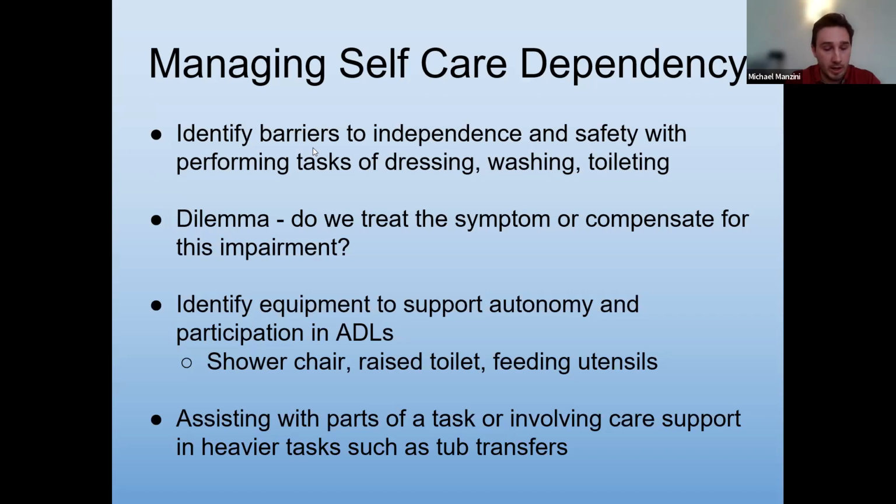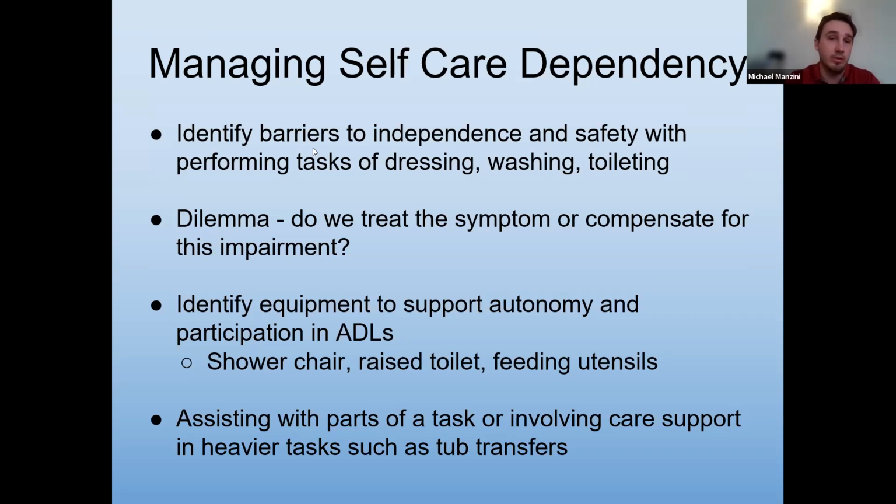We'll take a look at, again, their pain, their activity tolerance, how much of the task they can complete, shortness of breath, do they need to take rests, mechanical limitations in terms of their body mobility, as well as their safety and cognition. So often there comes the dilemma: are we trying to treat the symptoms involved in these ADL tasks, or are we trying to compensate for impairment?